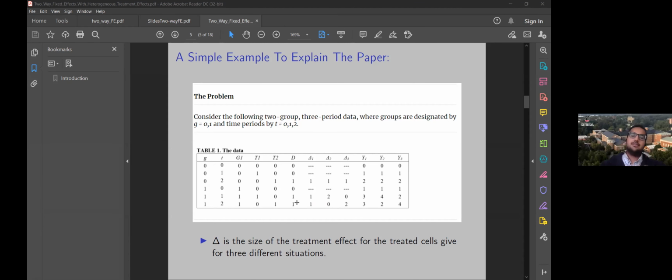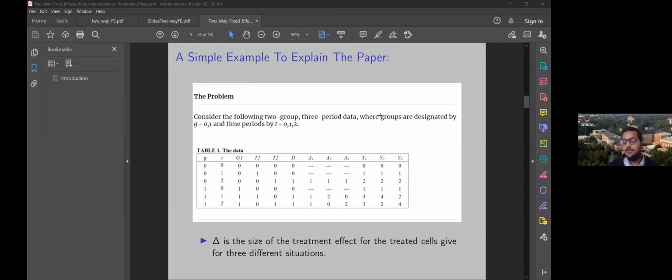Cool. Okay, so as a student, rather than delving into the whole algebra and the methodological aspect of the paper, I wanted to understand this paper via an example. So I have this very simple example, and this is actually given on Chaisemartin's blog. So that's what I extracted and understood from there.